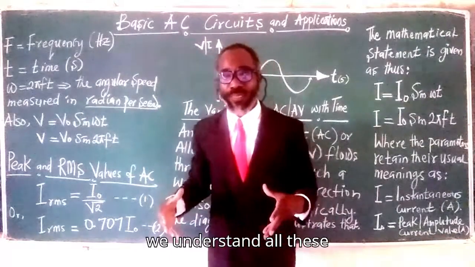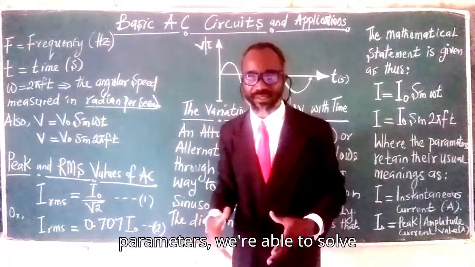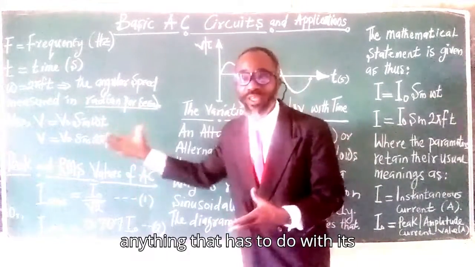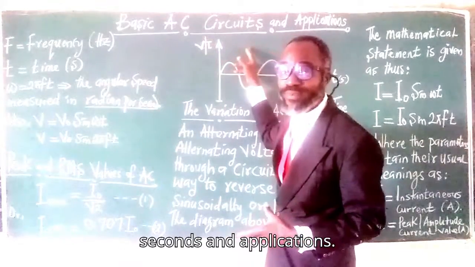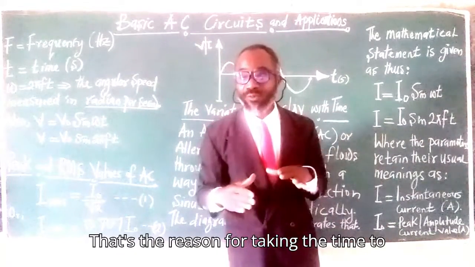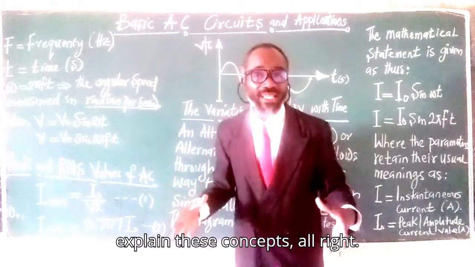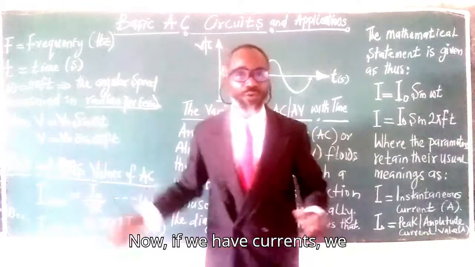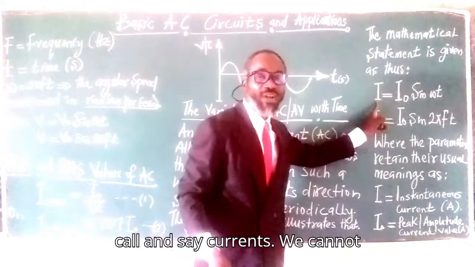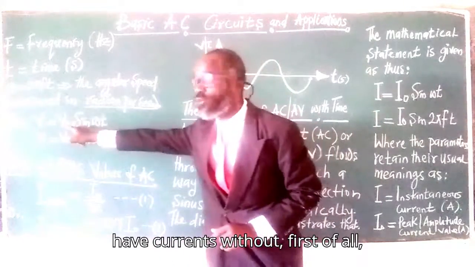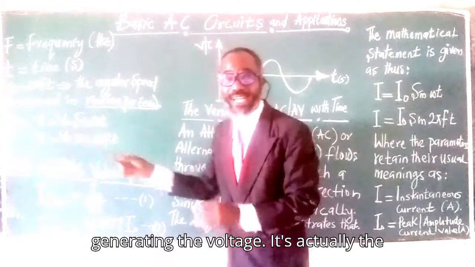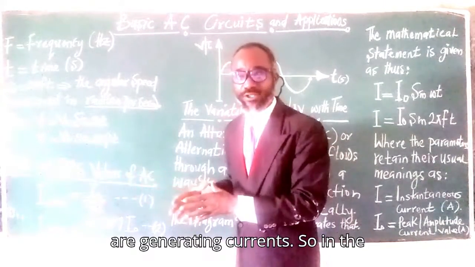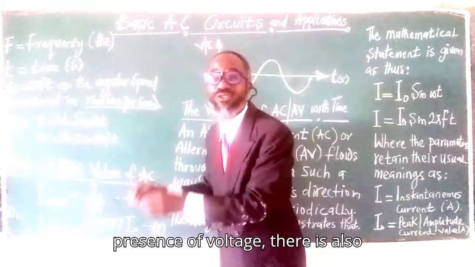If we understand all these parameters, we'll be able to solve problems coming from anything that has to do with AC circuits and applications. That's the reason for taking the time to explain these concepts. All right? Now, if we have current, recall I said we cannot have current without first of all generating the voltage. It is actually the voltage, that source, that generates the current. So in the presence of voltage, there is also current.